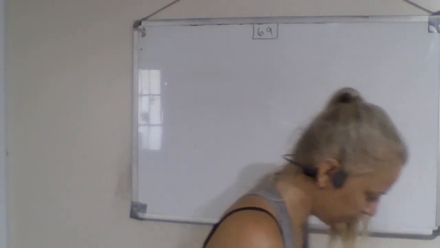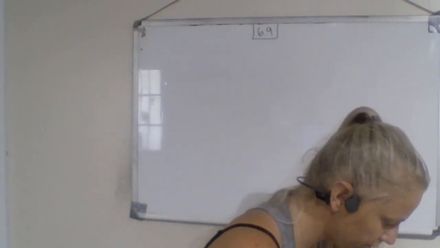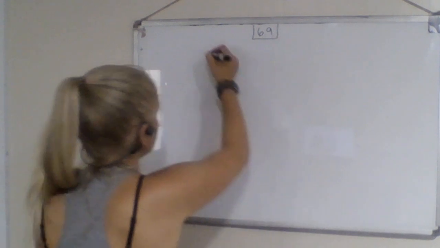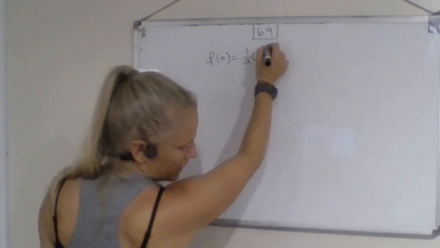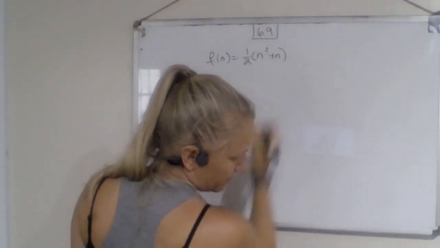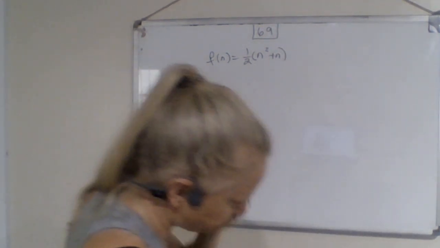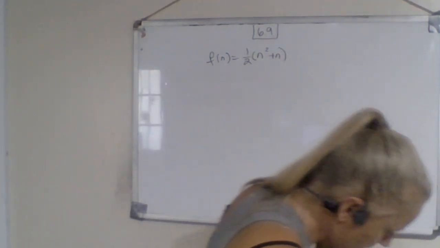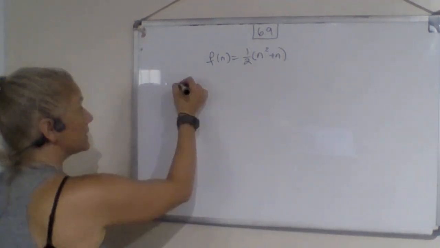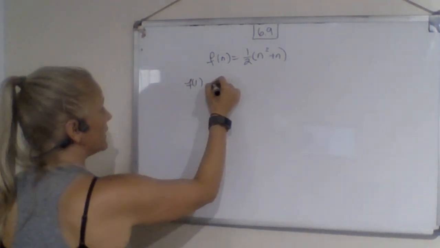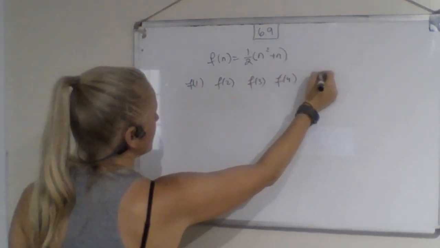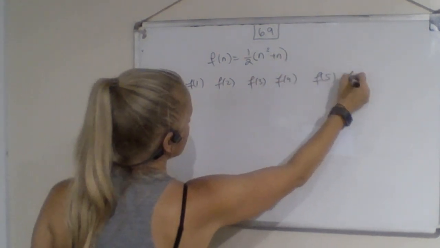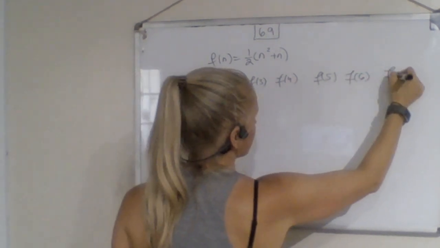If you look at that, it gives me a formula for the nth regular number: f of n equals 1 over 2 times n squared plus n. Okay, and now I'm going to find the first 7 terms. What is f of 1? What is f of 2? What is f of 3? What is f of 4? What is f of 5? What is f of 6? And what is f of 7?